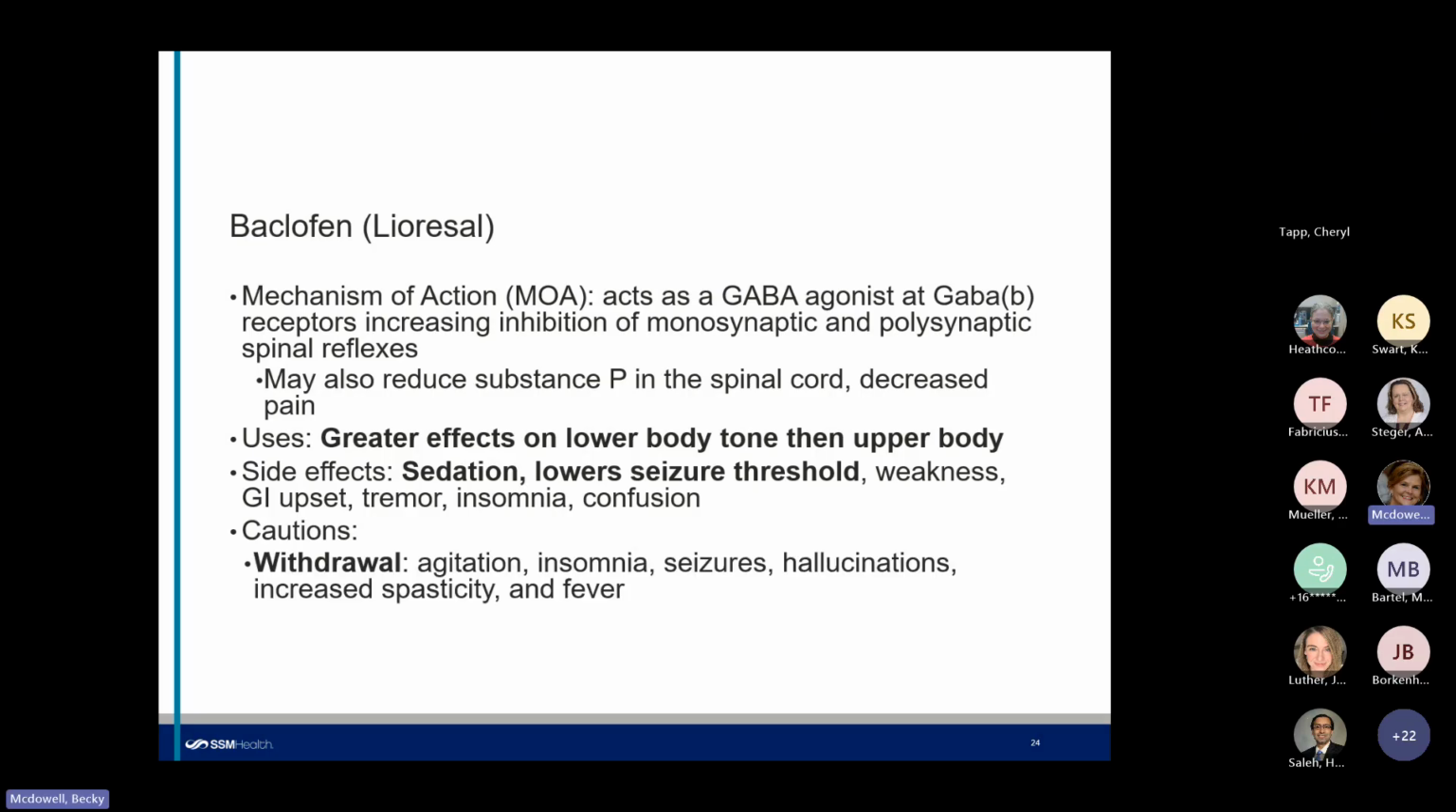And then with baclofen, you want to be cautious of withdrawal. Most people start baclofen between 5 and 10 milligrams, and they get up to 10 milligrams 3 times a day, if not higher doses. And you can't stop from that dose because then you go through withdrawal. That will result in agitation, insomnia, seizures, hallucinations, increased spasticity, and fevers. The treatment for that is to get them back on baclofen and slowly wean them off.